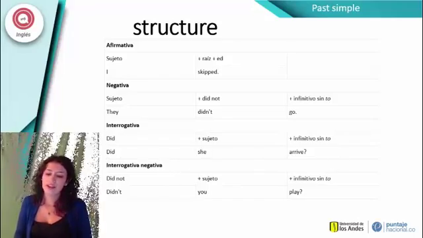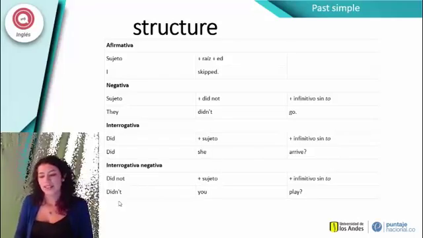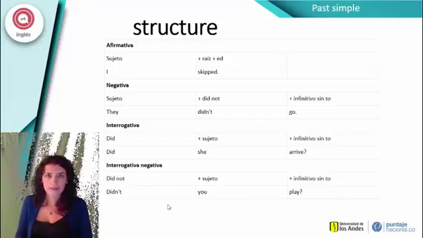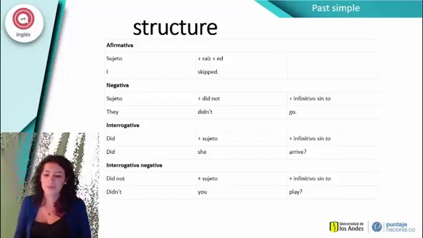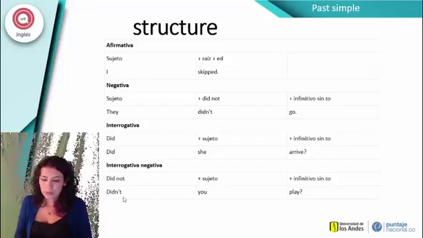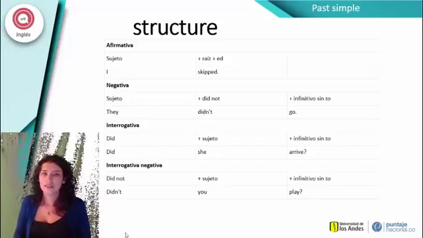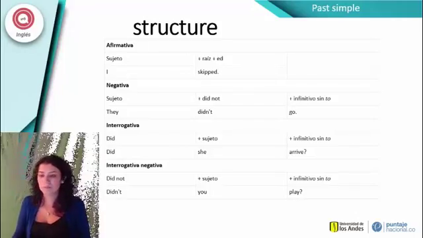And then we have the negative interrogative. Didn't you play soccer yesterday, for example? Didn't you play the guitar yesterday? Whatever. So remember, we have the auxiliary always at the beginning in the interrogation, and the auxiliary is the one that has the time, that is past in this case. Okay? Good.